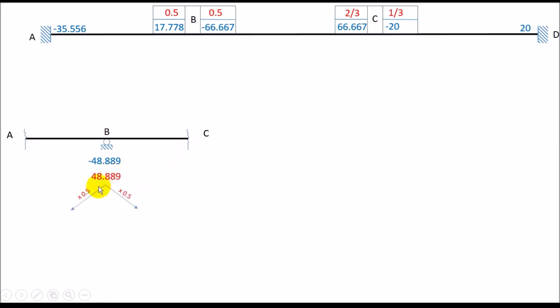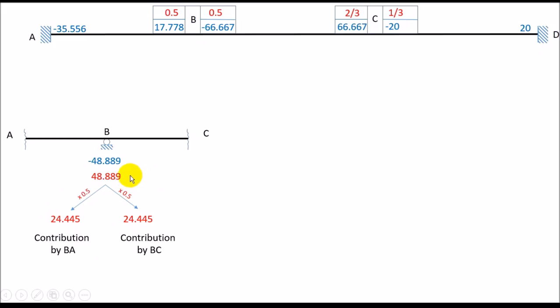And now how much part of 48.889 is given by BA is 48.889 into its distribution factor. So contribution by BA is 24.445 and contribution by BC is again 24.445, because their distribution factors are same. You get it? I hope this concept was very clear, and these values are what we require. The values written in red are what we require in our moment distribution iteration.